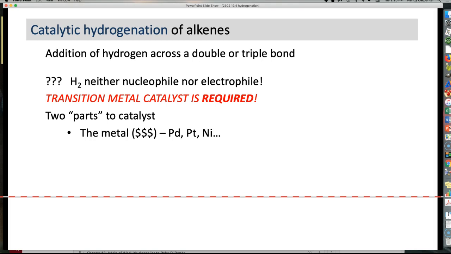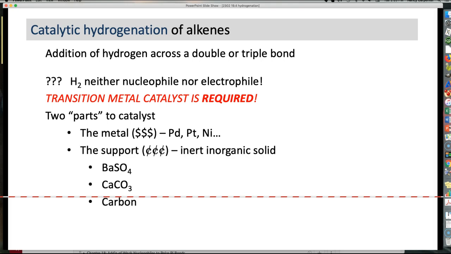That means we have to think about the catalyst and what it's made of. So the catalyst has two parts. One is the transition metal. Typically, you are going to see palladium, platinum, or nickel. Those are nice transition metals right in the middle of the periodic table. They're generally kind of pricey, although nickel is not so pricey. But because they're pricey and we don't need much of the catalyst, the other part of our catalyst is some junk that's cheap upon which we can coat our pricey metal. That's called the support.